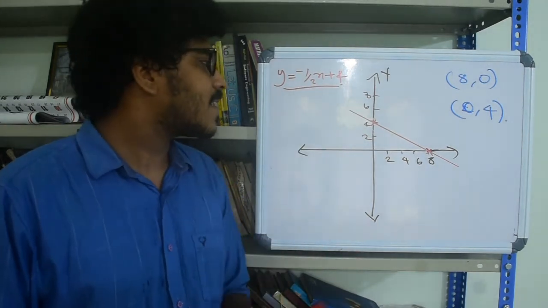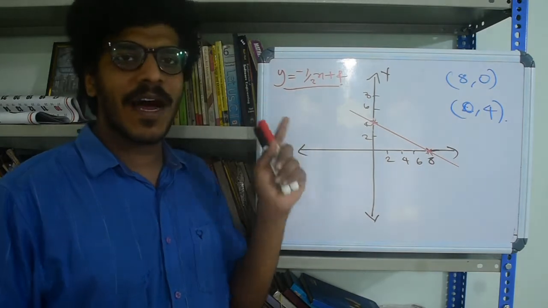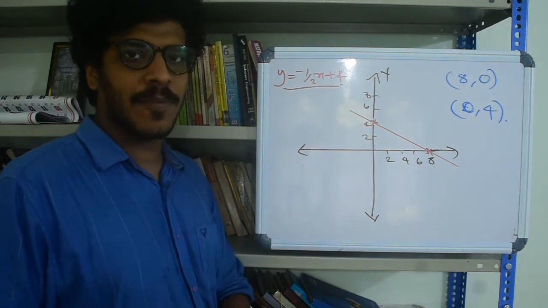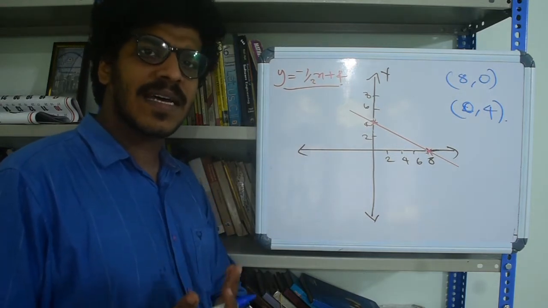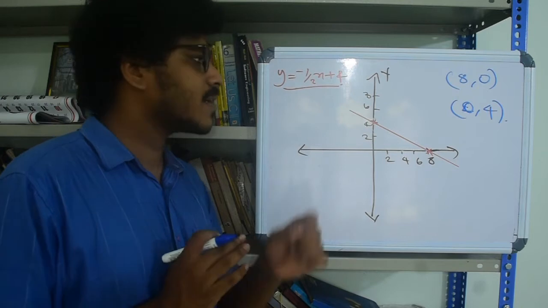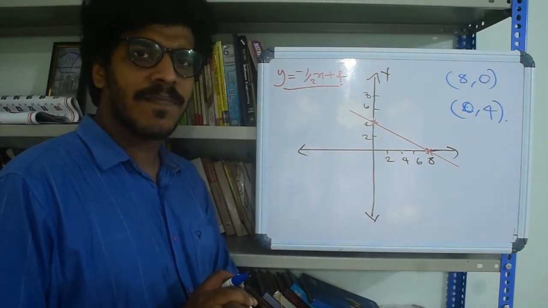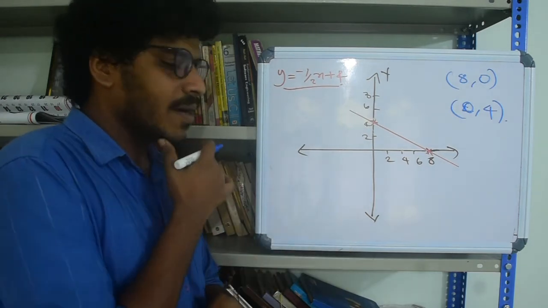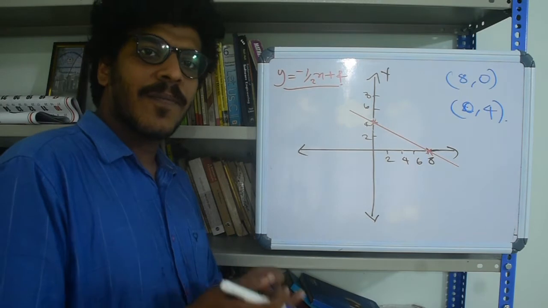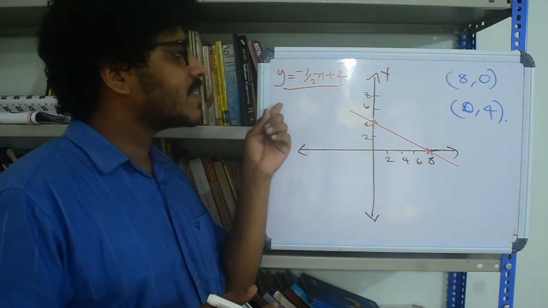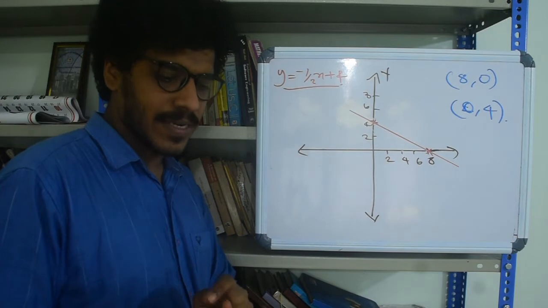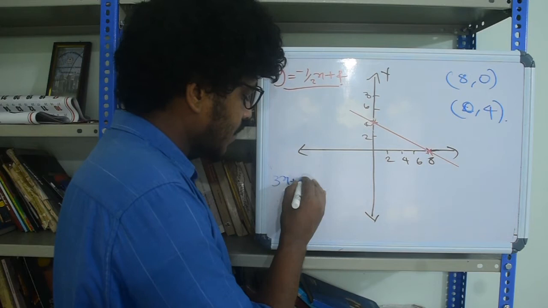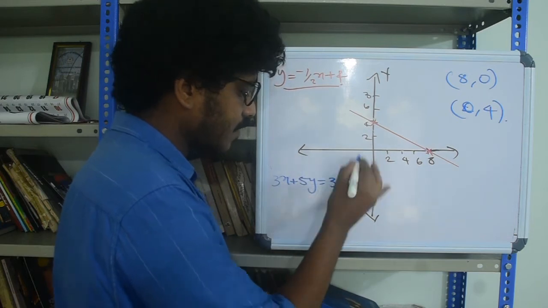You might have noticed that the equation to be graphed is given in the slope-intercept form. Is it always necessary that the equation to be graphed will be given in the slope-intercept form? No, it is not. It may not be in the same form. It can be of any other form, but we can easily rearrange the terms so that it will be in this form. Right. So for example, consider an equation 3x plus 5y equal to 35.